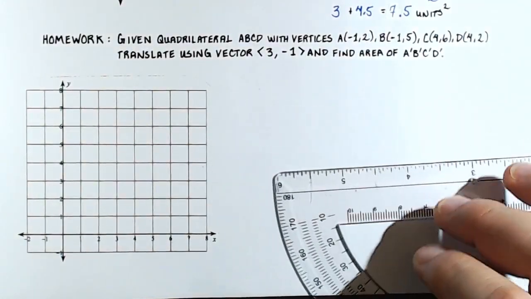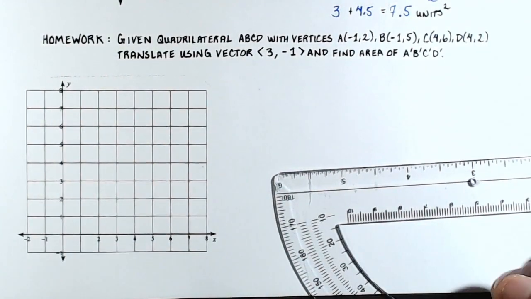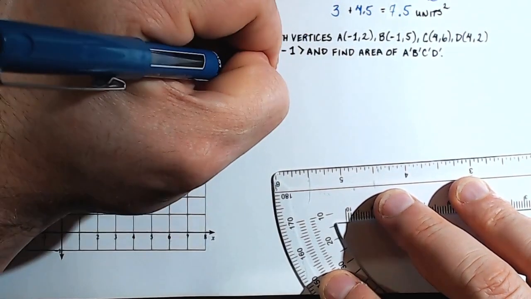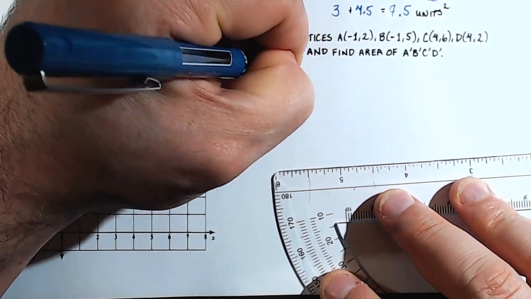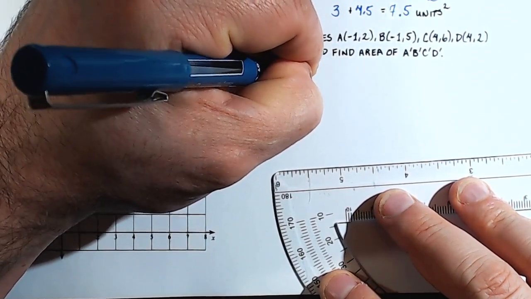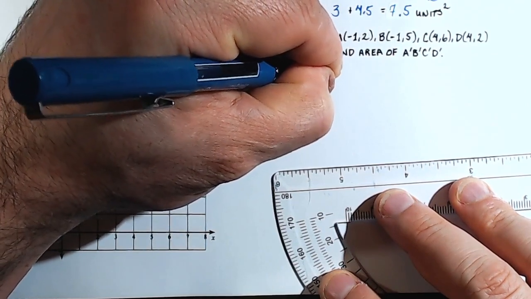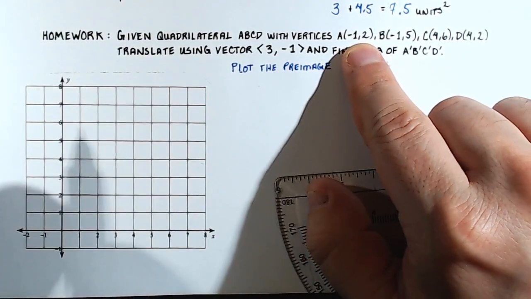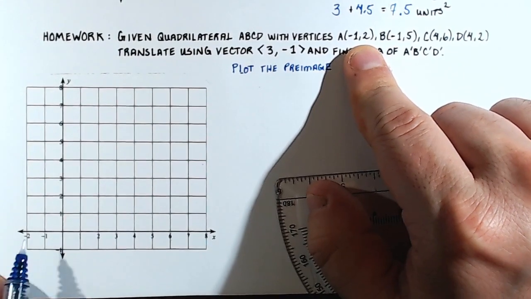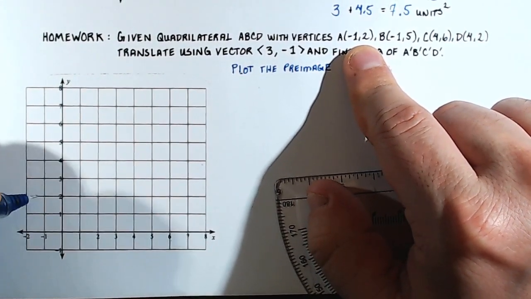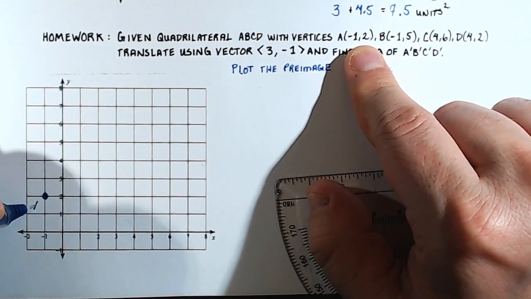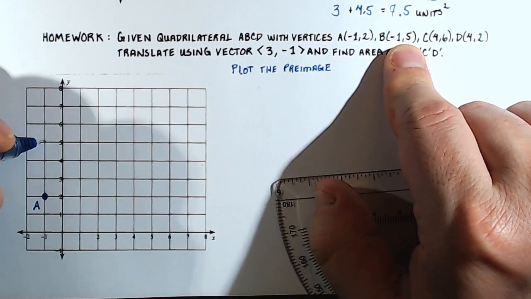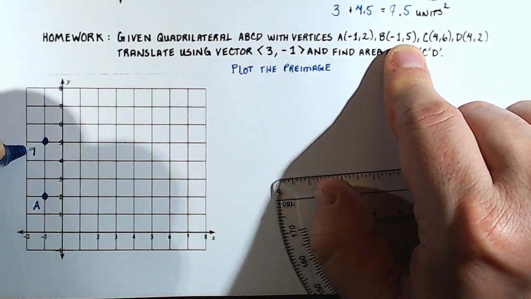All right. So the very first thing we need to do, because we have a blank graph, is we need to plot the pre-image. Okay, that's what we should do first. Let's draw it. So we have a coordinate here at A, which is -1, 2. That's this point right here, and that's point A. Now I've got a point here at -1, 5, right here, and that's point B.